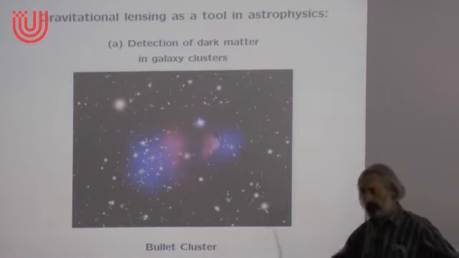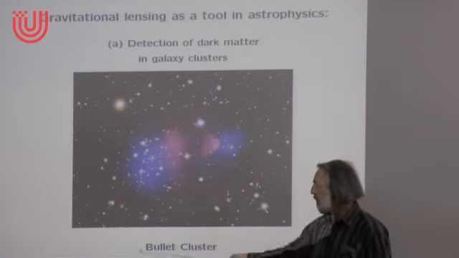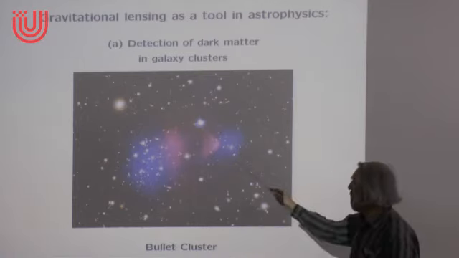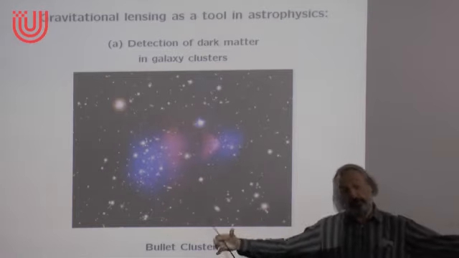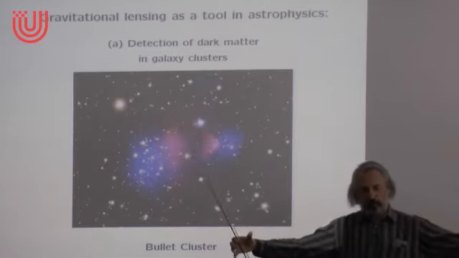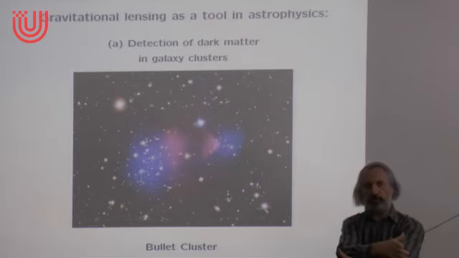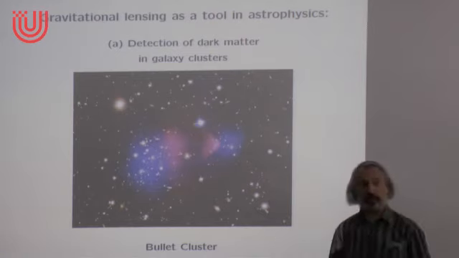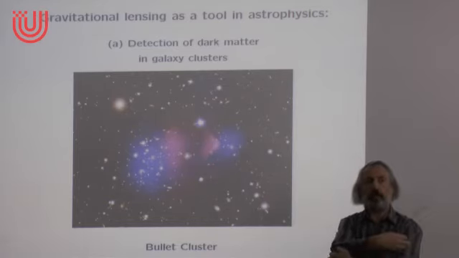And the idea is that there are two clusters which have collided. One rushed into the other like a bullet. You see here this bullet-like shape. And what happened is that this blue stuff, which is a gravitating mass, went through each other almost without affecting each other. But the red stuff, the hot gases, collided and then they lagged behind.